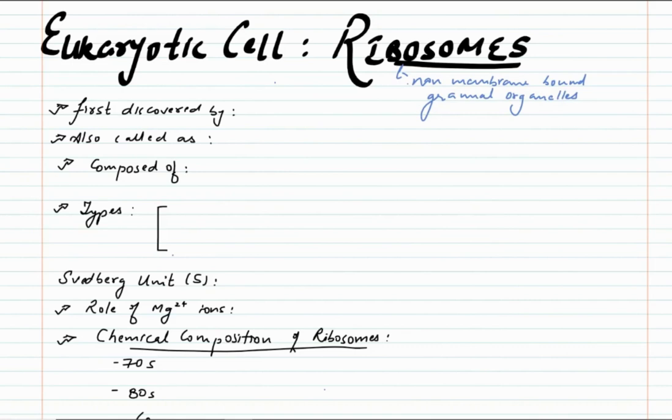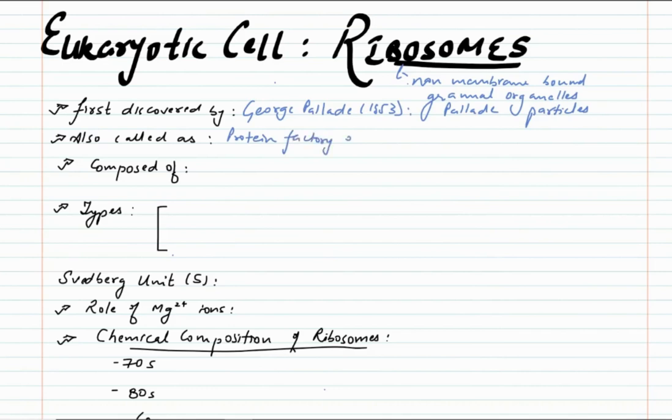These are non-membrane bound. This is why they are also seen in prokaryotes, where all other membrane bound cell organelles are absent. Ribosomes were first discovered by George Palade in the year 1953. This is why ribosomes are also known as Palade particles.